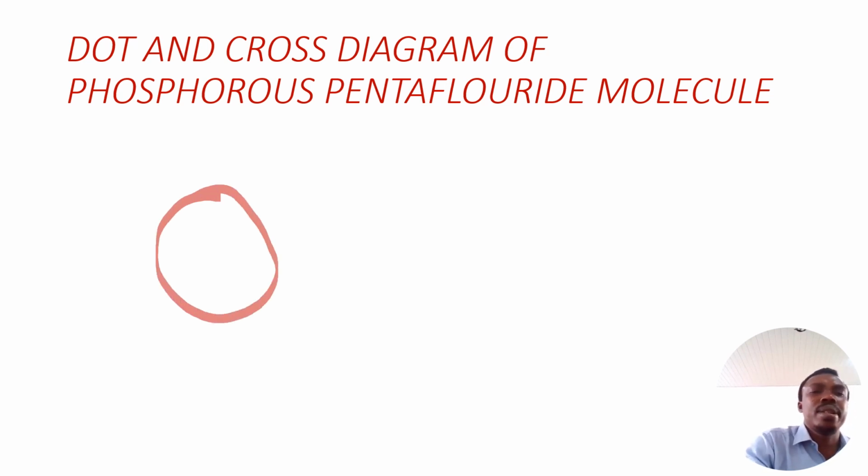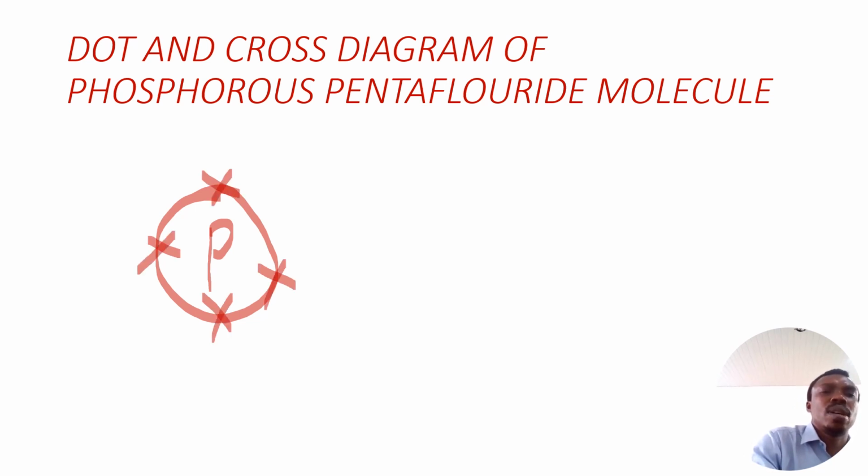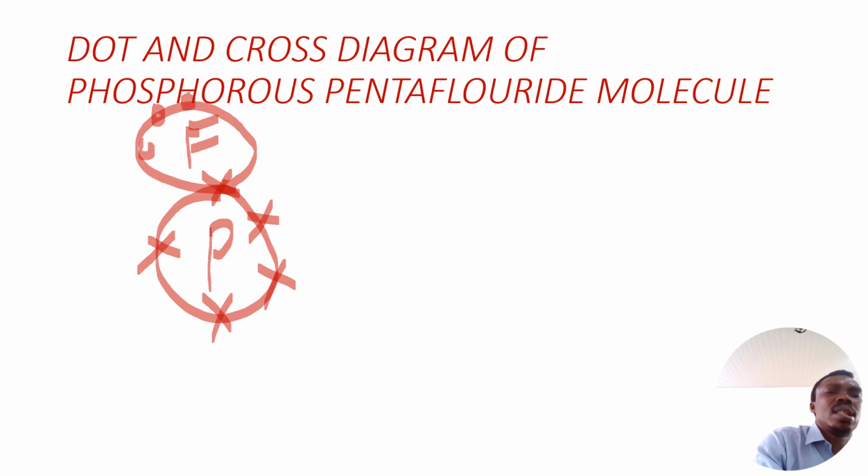So we'll draw the shells. This is phosphorus with 5 electrons in the outermost shell: 1, 2, 3, 4, and 5. Fluorine has 7 electrons, so we'll have 1, 2, 3, 4, 5, 6, 7. Then this one.